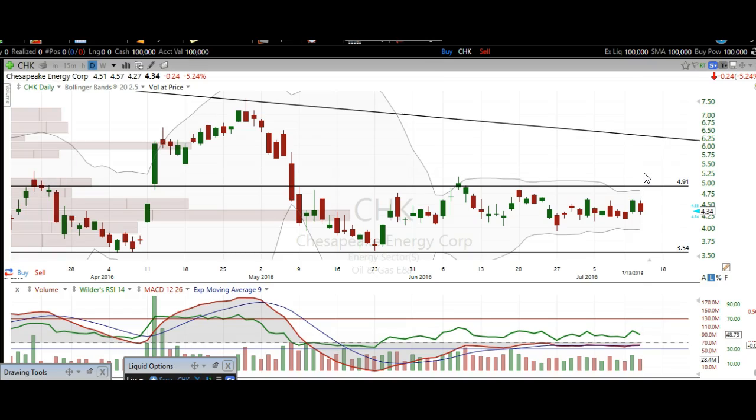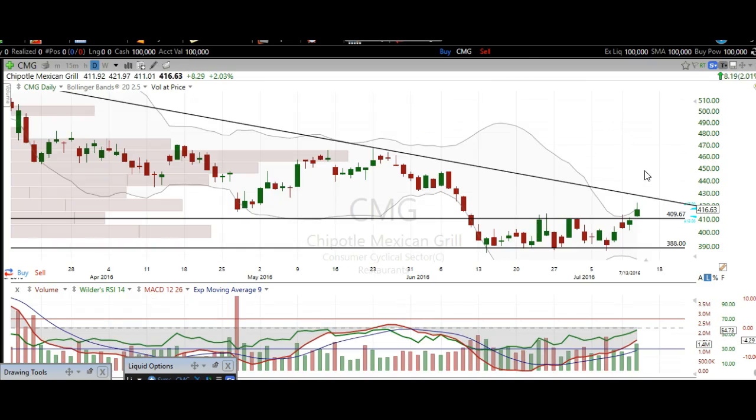Next one I want to look at is Chipotle. And Chipotle broke outside of this tight range that it was trading in. Same kind of thing as CHK right here. So you can see that we were trading about 388 to 410 up here. Got rejected, rejected, rejected on these few candles. And then right here, we broke over this range. So more than likely, Chipotle is going to be heading higher.